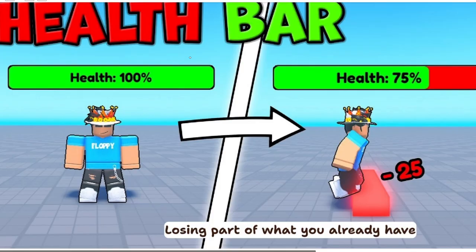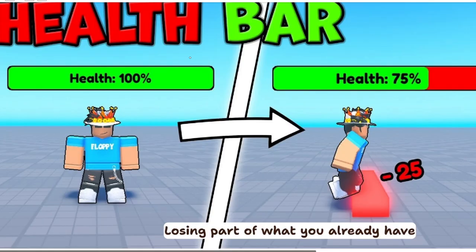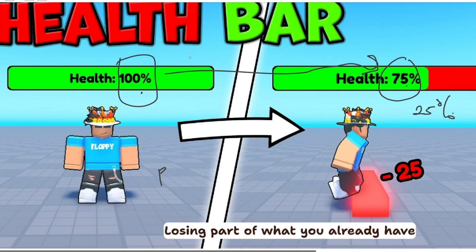Think about a Roblox health bar. If your health is at 75% and you lose 25% of that health, you do not lose everything, right? You only lose a small part. That means you lose a part of a part, because 75% is a part of 100%. 100% is the whole. So if you lose 25 more percent, you are losing a part of a part. That is what decimal multiplication is about.